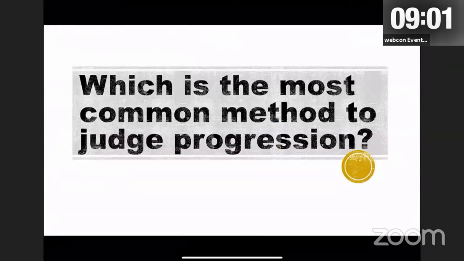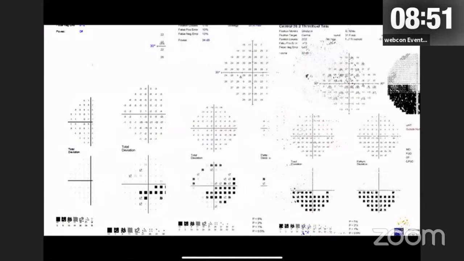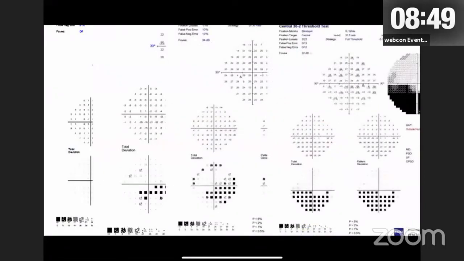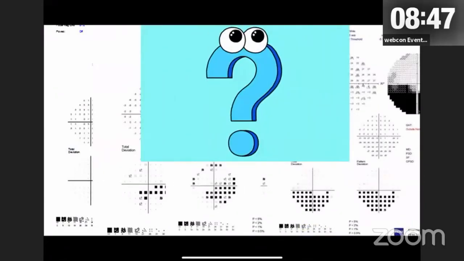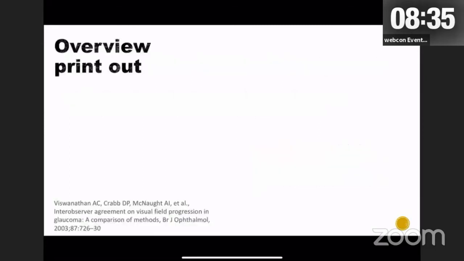Now, which is the most common method to judge progression? Whenever we see in clinical practice, what practitioners generally do is they keep the series of visual fields one after another, and they tell the patient that, yes, probably you are progressing. So is this the right way to judge progression? Of course not. It has been found that subjective judgment is still the most common method used, and it gives inter-observer reliability which is unsatisfactory.